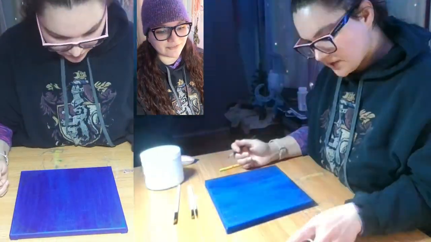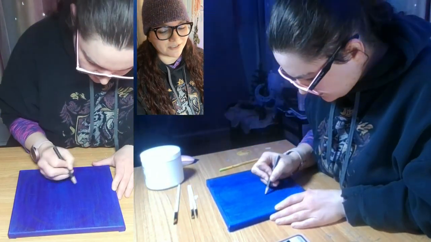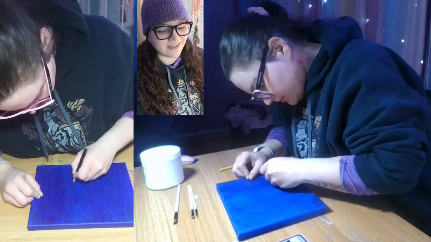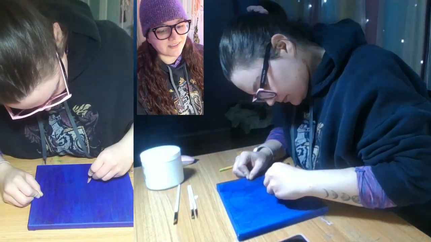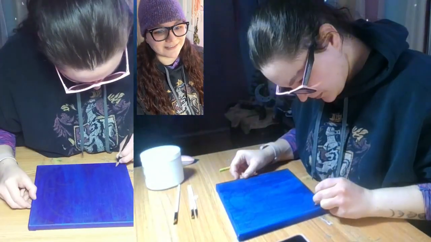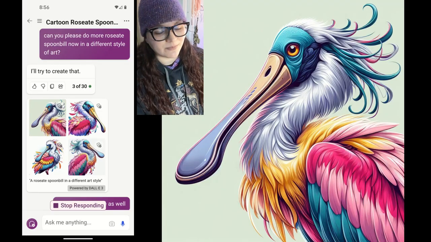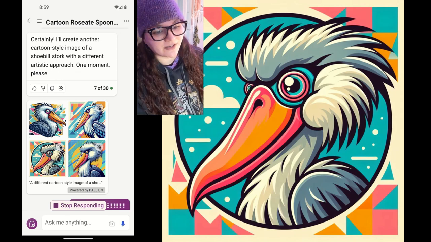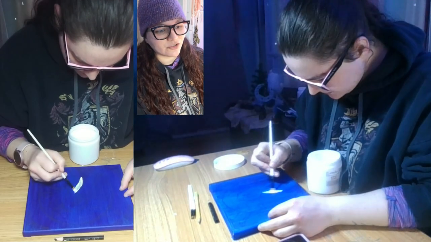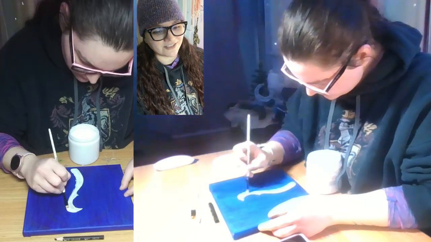I have a mural of it in my kitchen, and I made a tattoo concept that I wanted to get at some point eventually. Anyways, I also asked for the shoebill stork because that's another favorite, and I considered doing that. So here's what the AI spit out for me, and then the picture out of the four that I chose as ideas and inspiration, I should say.